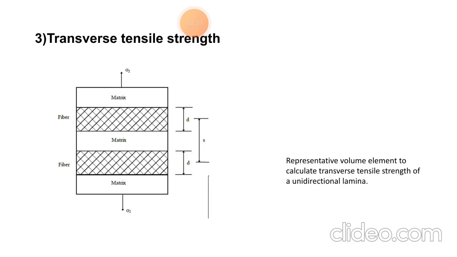Next one is the transverse tensile strength. The figure shows the matrix and fibers, with sigma 2. This representative volume element is used to calculate the transverse tensile strength of a unidirectional lamina. A mechanics of materials approach model is used for finding the transverse tensile strength. There are some assumptions. One is a perfect fiber matrix bond. Number two, uniform spacing of the fibers. Number three, the fiber and matrix follow Hooke's law. There are no residual stresses.